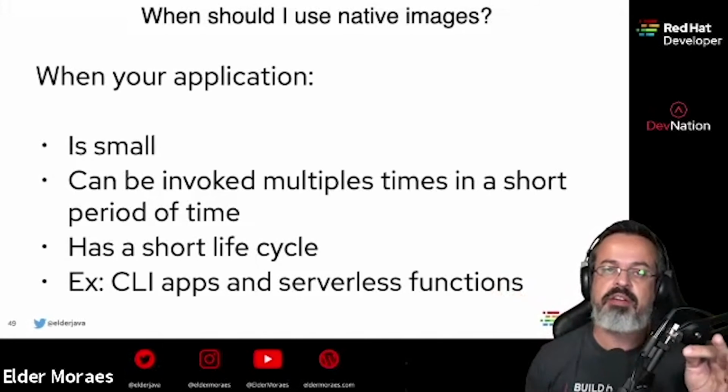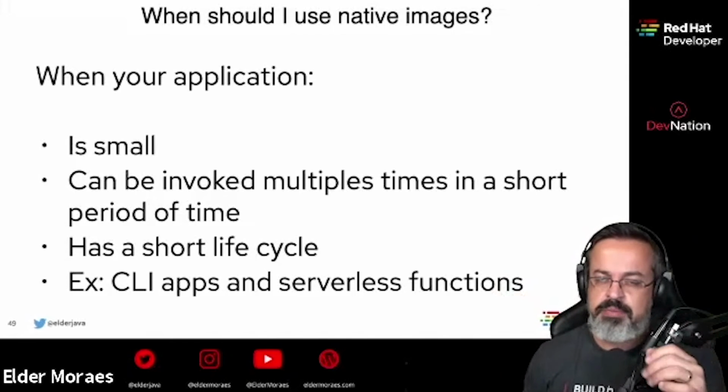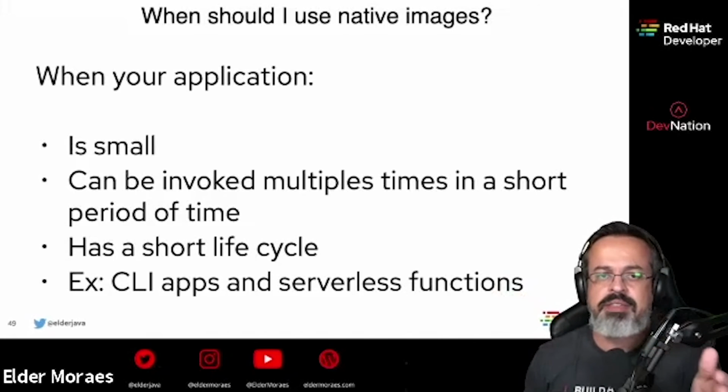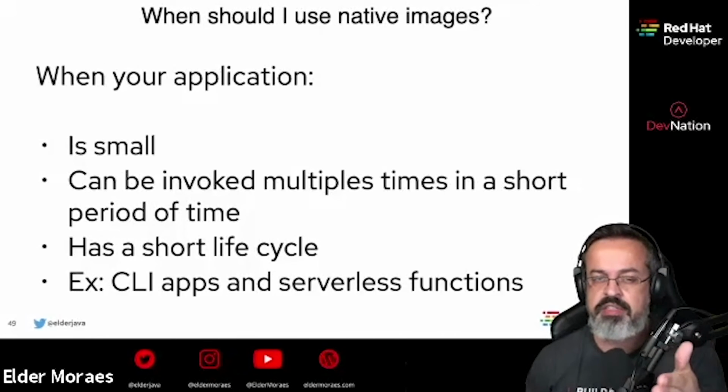So imagine that you have an application that will be called and will perform some task in 17 milliseconds, 20 milliseconds. And once it is done, you can just let it go. So that's a really good case for a native image.